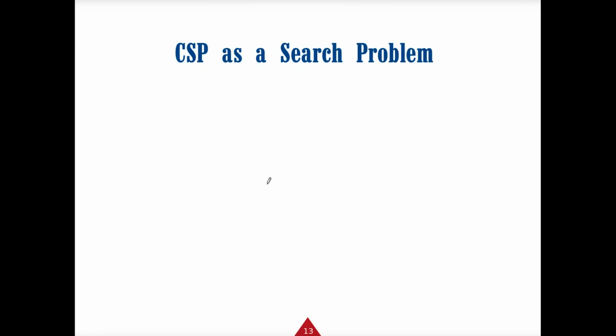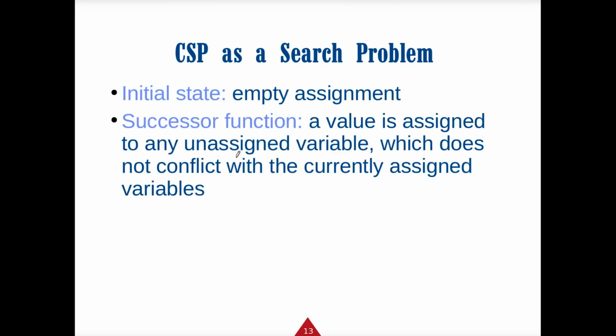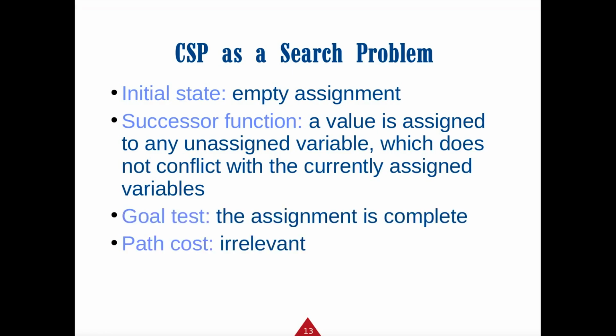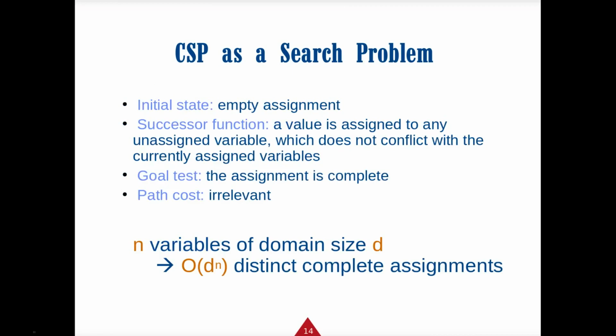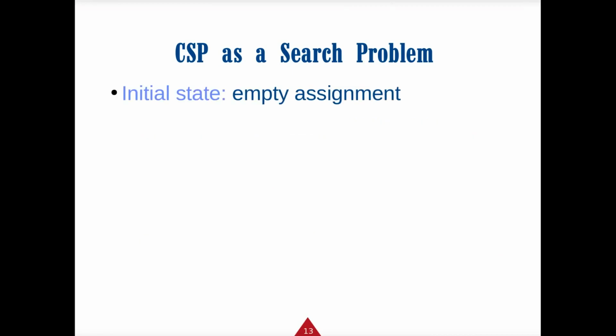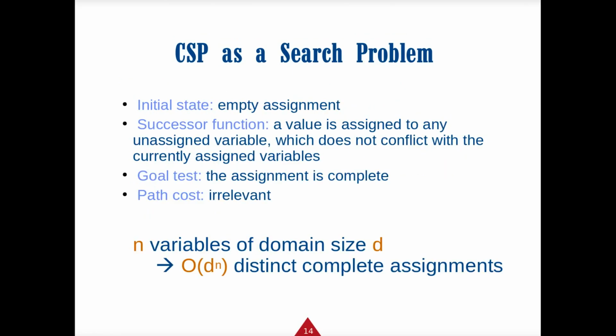If we define CSP as a search problem, we have our basic steps. We have our initial state, which is an empty assignment. We have a successor function: a value is assigned to any unassigned variable which does not conflict with the currently assigned variables. We have a goal test: the assignment is complete. And the path cost: there's no cost in this. So basically we have a problem, but we make it into a search problem, and then we can apply algorithms. With n variables and domain size d, the big O is d to the n distinct complete assignments. Again, a lot of these problems have exponential growth, but we want to try to limit those.